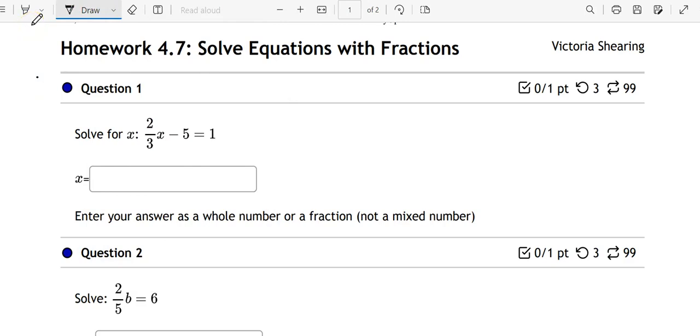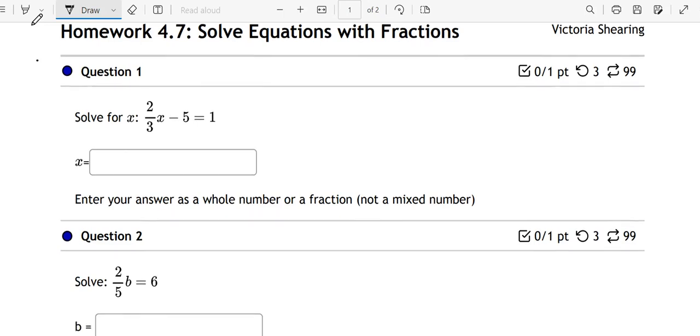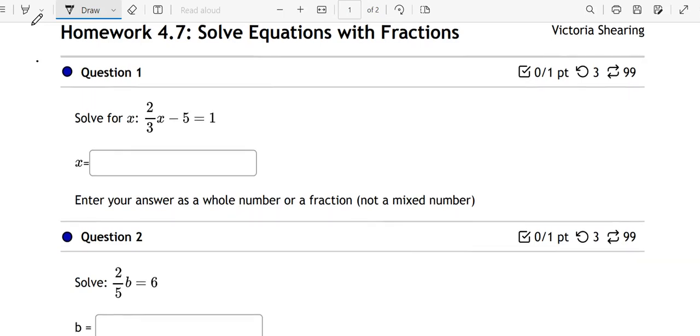In our lectures, we talked about several ways of solving equations with fractions, depending on where the fraction is. You're going to use different methods. So let's go ahead and double check what we have here.